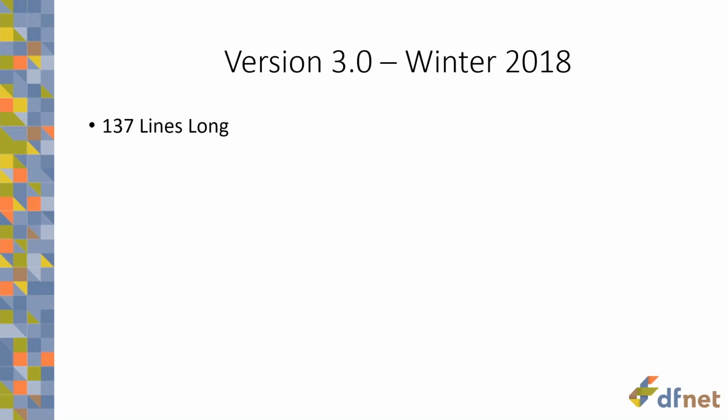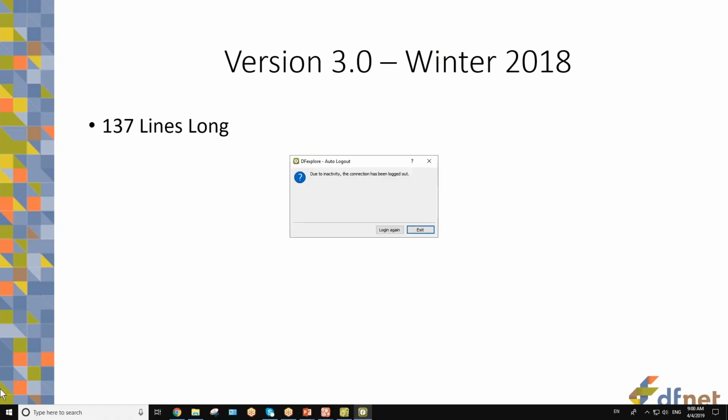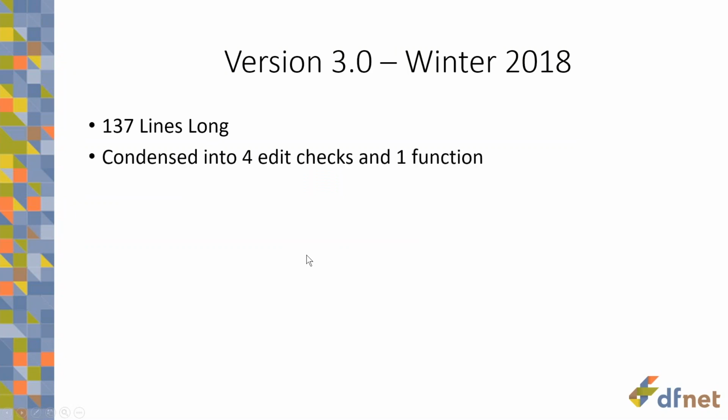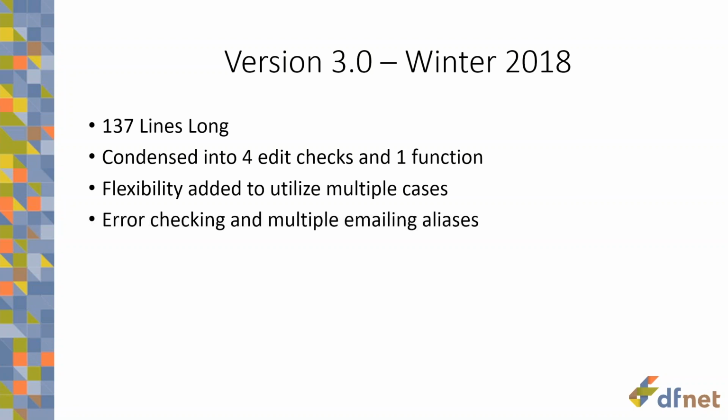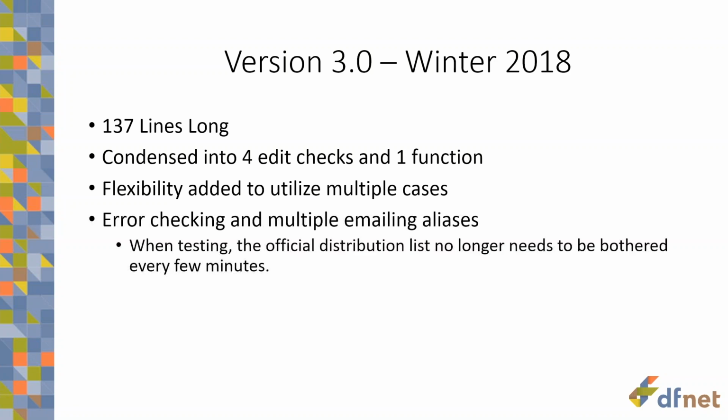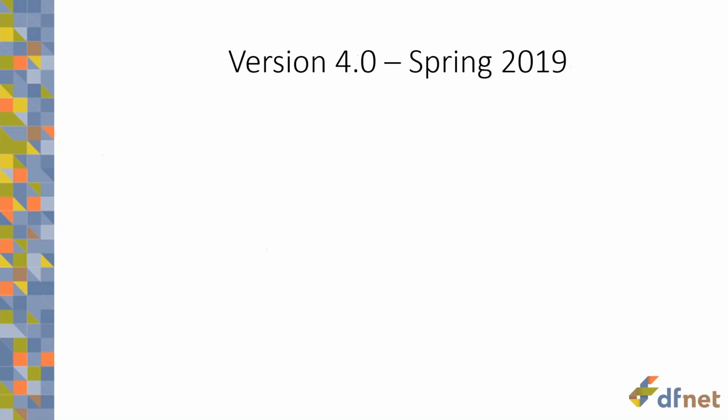Winter 2018, we got version 3.0, 137 lines long. It's not that much more fancy, but we did compact it a little more with not being 6 edit checks and 2 functions. So we decreased it. We added more flexibility so it can do multiple cases. In this case, we had 3 different cohorts, and it allowed some error checking and emailings. If something went wrong, I was notified immediately, and the official distribution list now no longer had to be bothered every few minutes as we were testing things. And we added manual randomization, which is great. That has a lot of the core components.